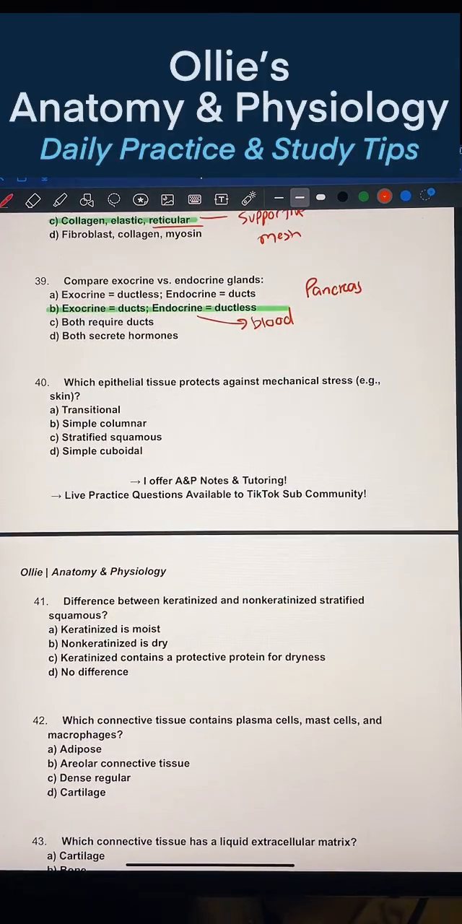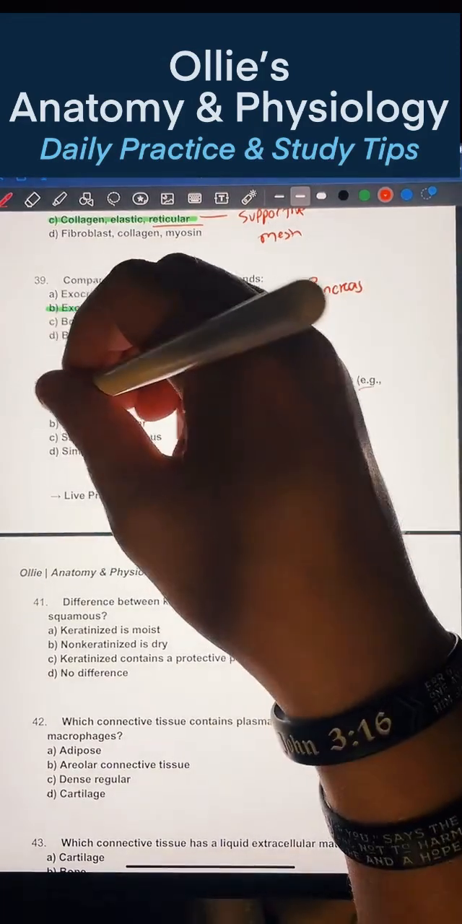Number 40, which epithelial tissue protects against mechanical stress? I'm giving an example here, the skin.